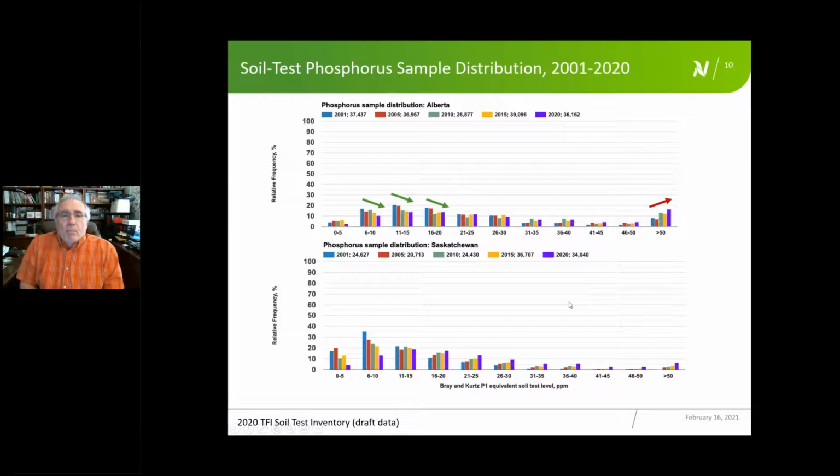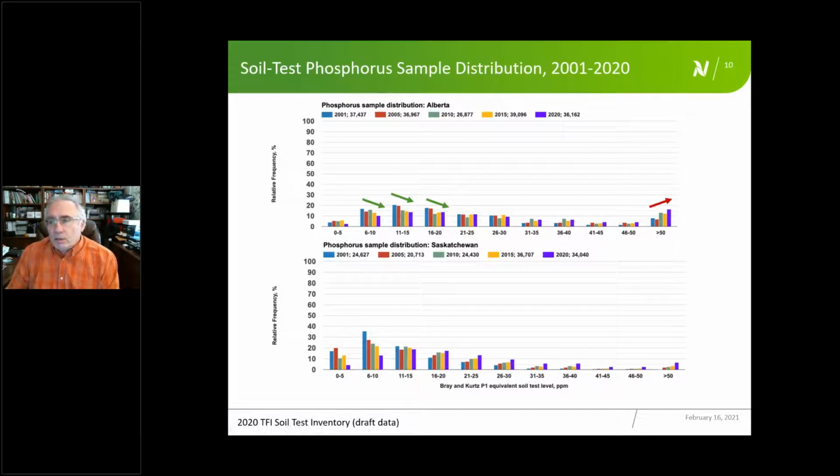So if we look at Alberta, for example, we see a decrease in the percentage of samples in these lower ranges. And I colored those arrows green because that suggests to me that we're building those soils up to more desirable levels, such as these middle groups. And over here, 31 to 35, 36 to 40, you see some slight increases in those groups.